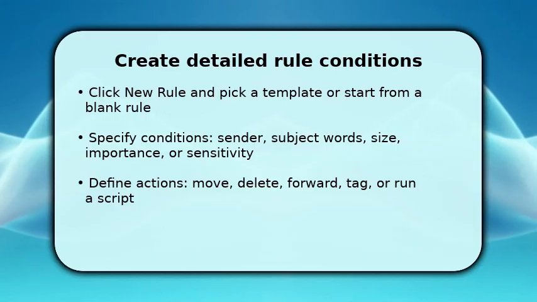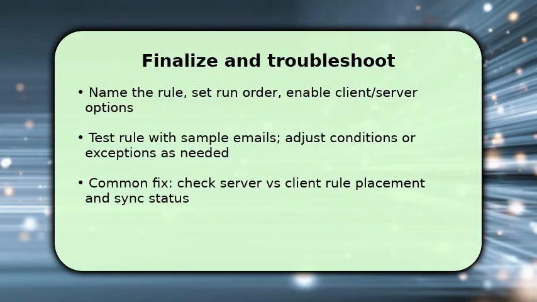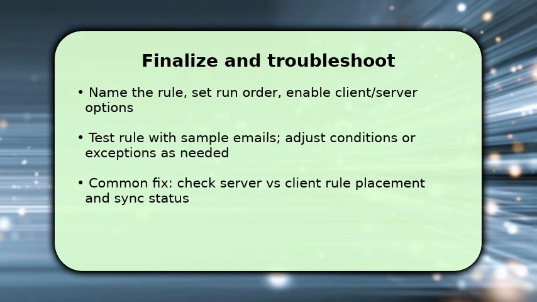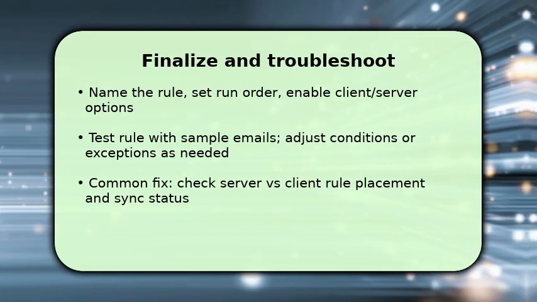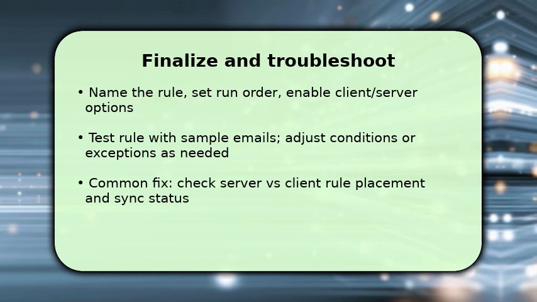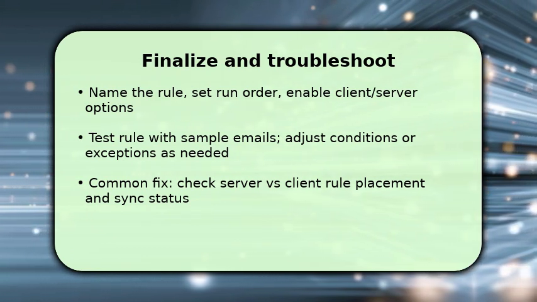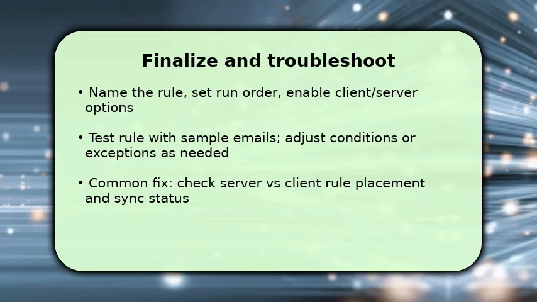You finish by naming the rule, setting its run order, and choosing whether it runs on the server or only in the client. This affects mobile and web behavior. Once done, test with several sample emails to confirm results and tweak conditions or exceptions if needed.